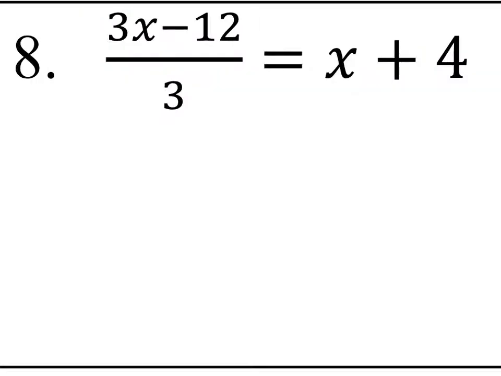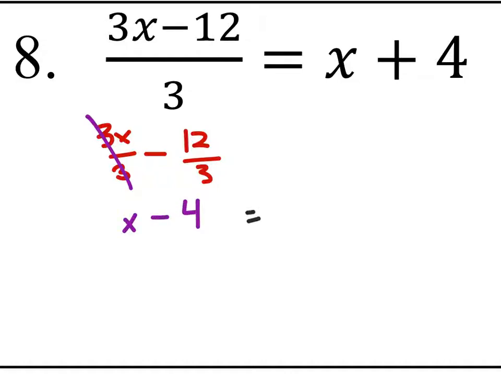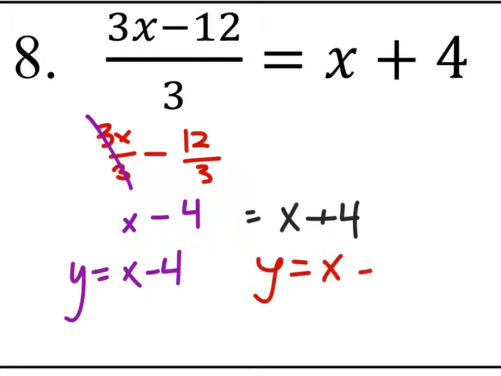Number 8. These ones kind of can be a little confusing. If I separate this fraction into two fractions, then I'd have 3x over 3 minus 12 over 3, which simplifies into x minus 4, and this equals x plus 4. So again, it's like we have two equations, y equals x minus 4, and over here, y equals x plus 4. Same slope of 1, but differing y-intercepts produce no solutions.